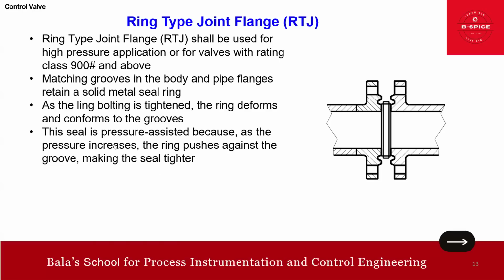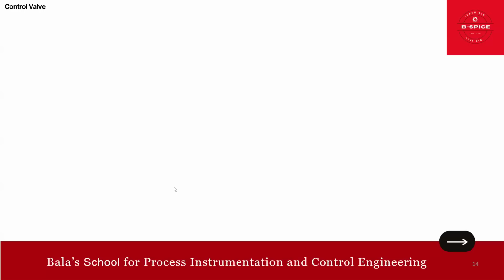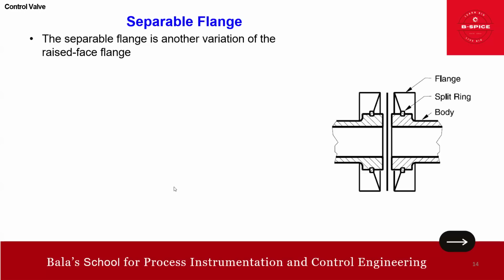This seal is pressure assisted because as the pressure increases, the ring pushes against the groove and makes the seal tighter. Okay, that is about the ring type joint.